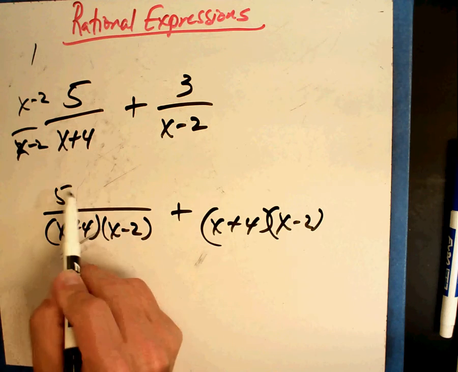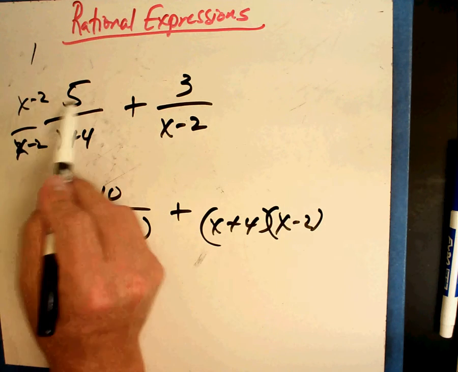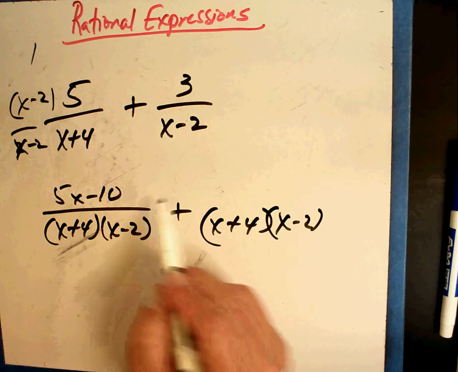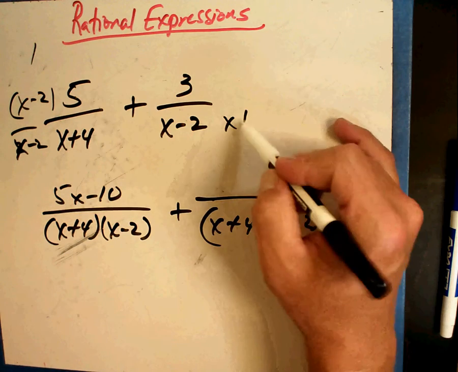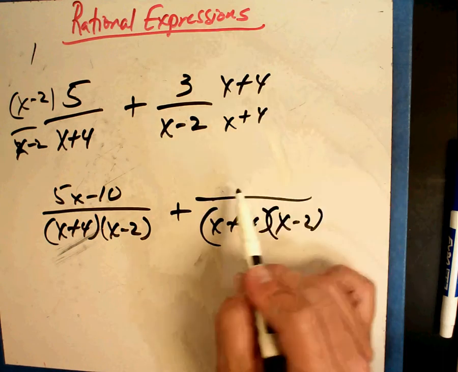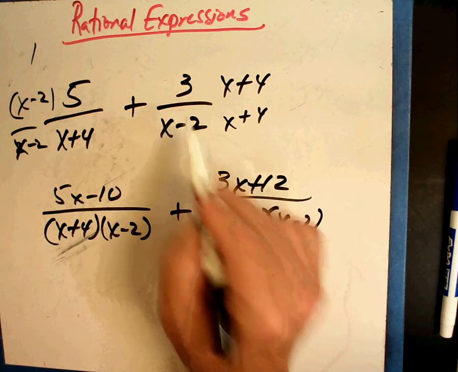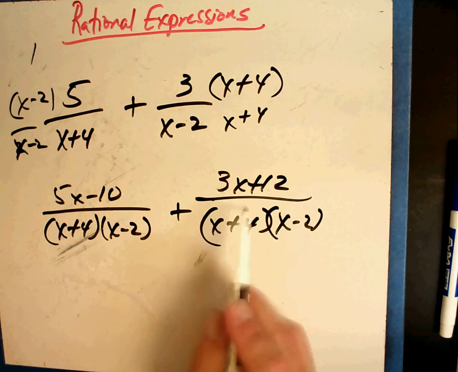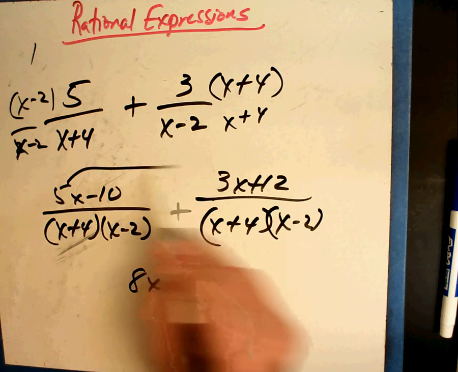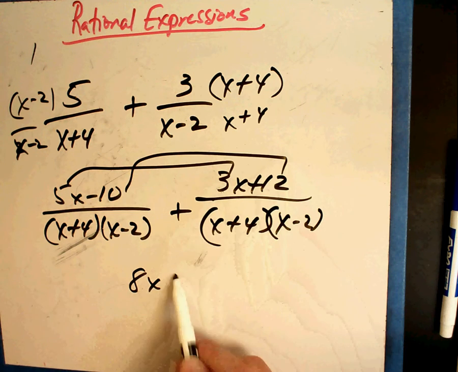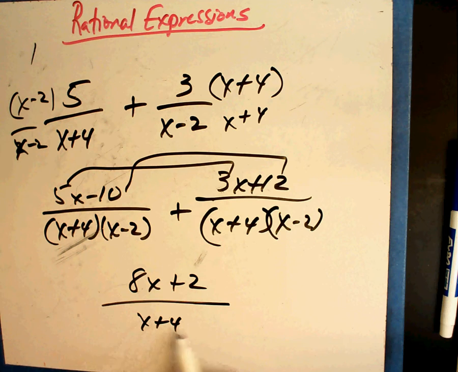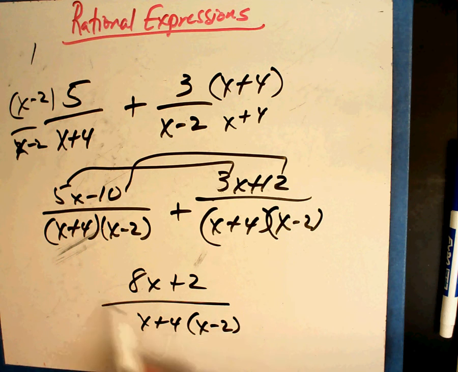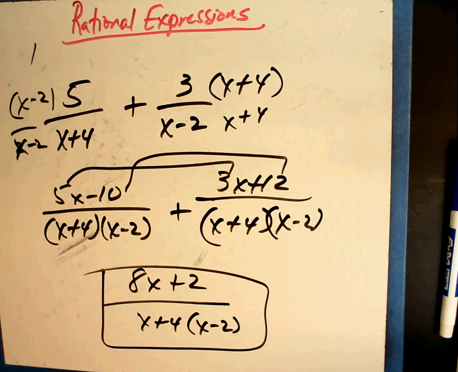So that's 5x minus 10. I went ahead and distributed that. 5x minus 10. And this one needs the x plus 4. So that's 3x plus 12 as I distribute that through. Add them together. 8x, which is those two, plus 2 over x plus 4, x minus 2, and that's my answer. And so I match them up and do the work. If I did that a little too fast, back up and watch that part again. But that's how you do addition.